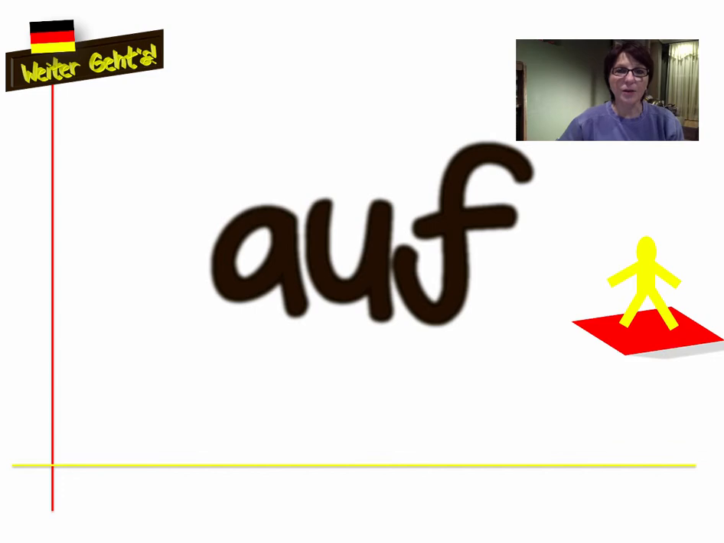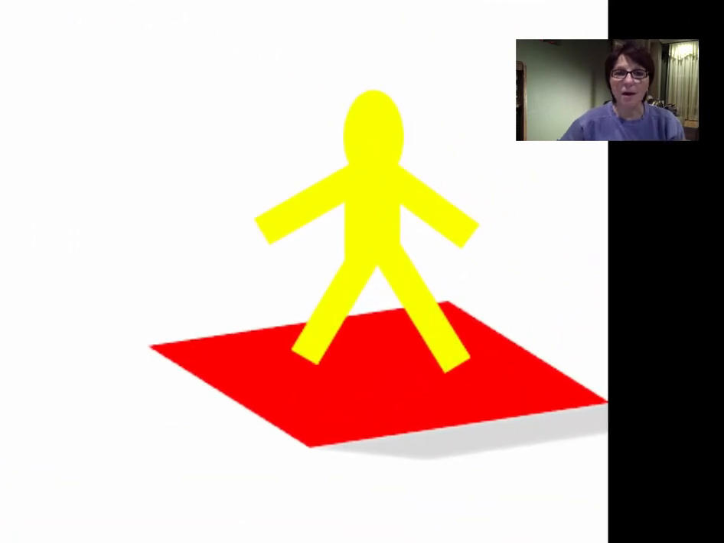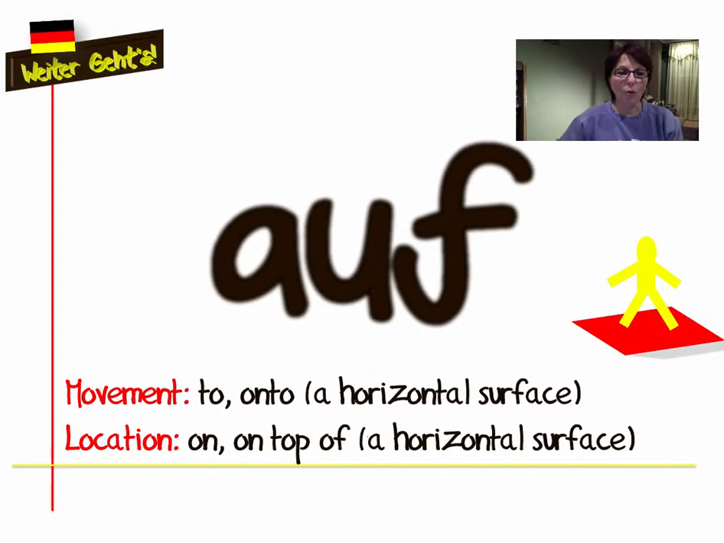On this one here, you can see the little man is standing on top of the red square. And for the movement, we would say in English, we're going to or onto. Here it is, our horizontal surface. Or if we were expressing location, where the little man is, we would say he's on or on top of a horizontal surface.